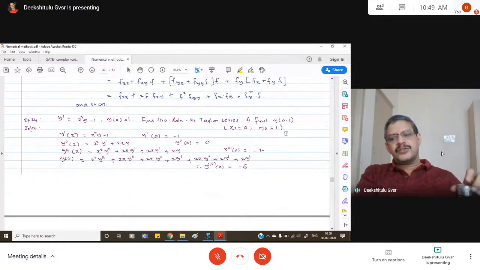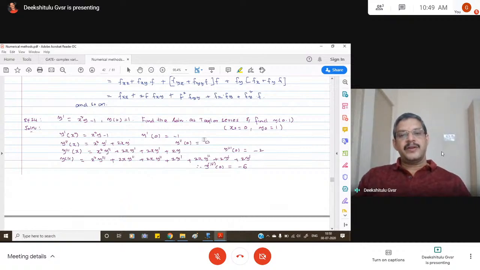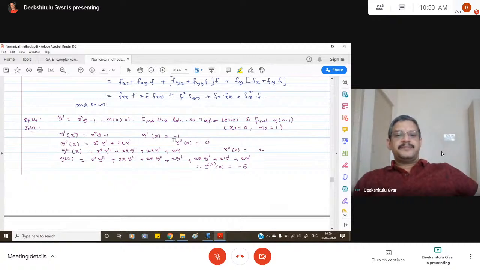So clearly, because y at x naught is 1, x naught is equal to 0 in the given problem, and y naught is equal to 1. So with this, y dash is equal to x square y minus 1 given in the problem. So y dash at 0 is minus 1. If you put x naught is equal to 0 and y is equal to 1, this becomes 0 minus 1.